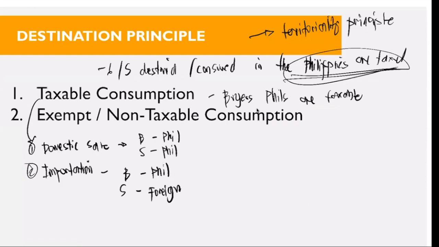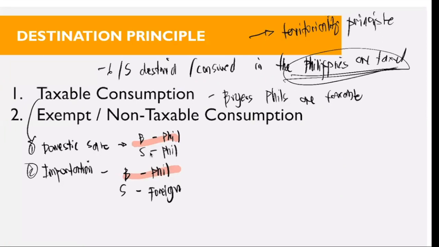So what is the common factor between your taxable consumptions? Both buyers are from the Philippines. Therefore, under your destination principle, a consumption is taxable so long as the buyer is within the Philippines. So we do not look at the seller, we look at the buyer, because who consumes? It is the buyer. Take note of that. The one who consumes is the buyer, it is not the seller. Therefore, in your destination principle, take note, only the buyers within the Philippines are taxable.